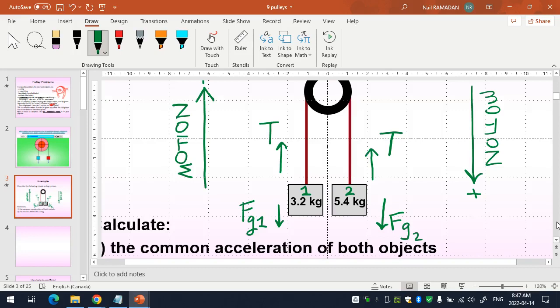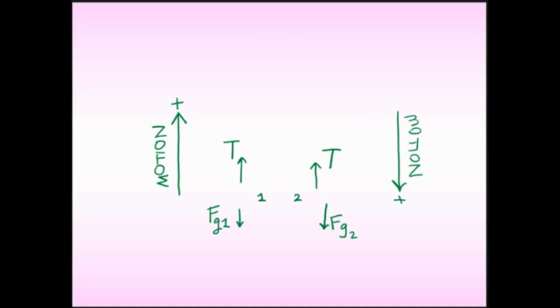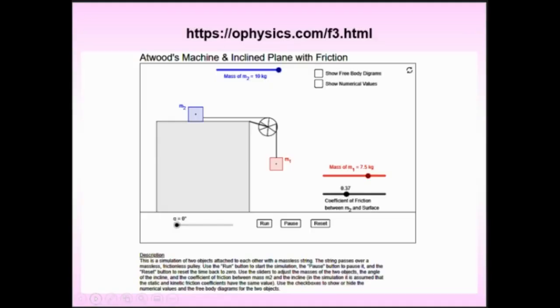Full marks for the FBD. There's absolutely nothing more that you have or need to show. Okay, so let's start with mass 1.